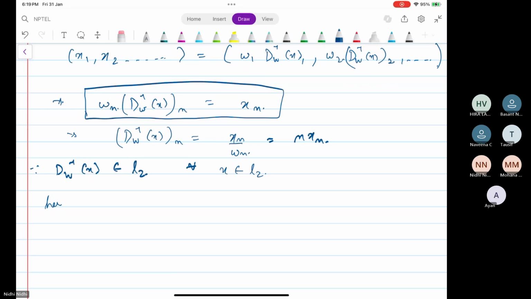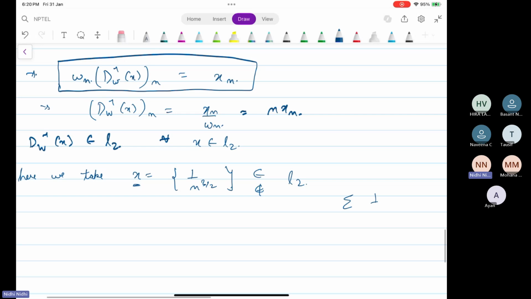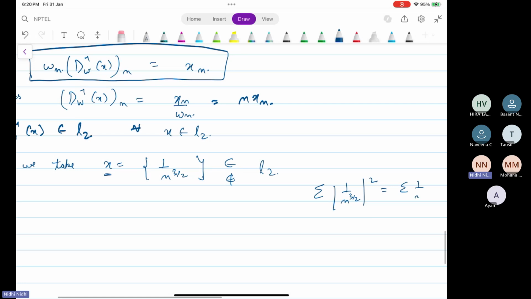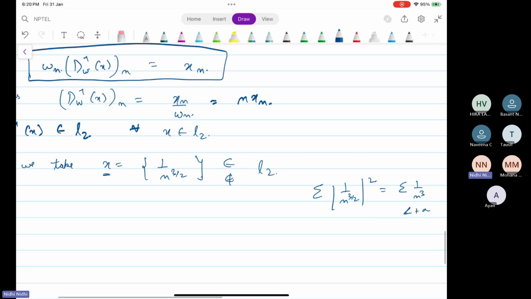Here I take x to be the sequence 1 by n to the power 3 by 2. Will it belong to L2? Is the sequence x in L2 or not? Why? This is summation 1 by n to the power 3 by 2 whole square, so this is summation 1 by n cube. Is it finite or not? It's finite by the p-series test. So therefore, this will belong to L2.